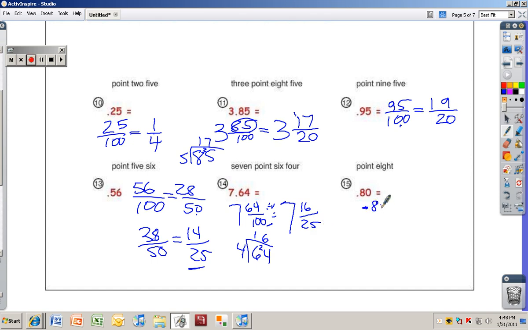Last one. 0.8. Oops, no decimal point. 80 over 100 is equal to? Divide those by 10, right? 8 tenths. 4 fifths. Yeah, 4 fifths.